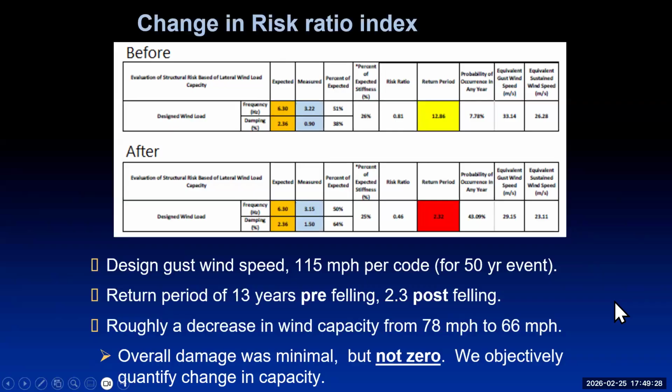That could cause further damage in the structure. So it's a pretty powerful capability to be able to say, listen, here's what you think you have. When you measure it, you've got a severely compromised structure. Change your means and methods and avoid damage. So that's what they did.